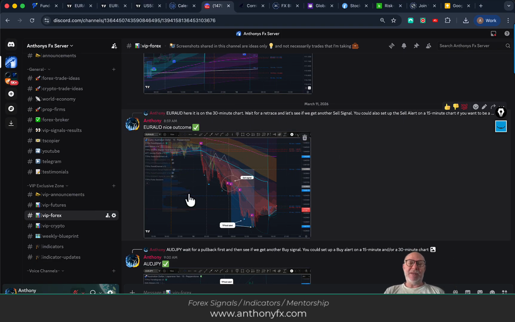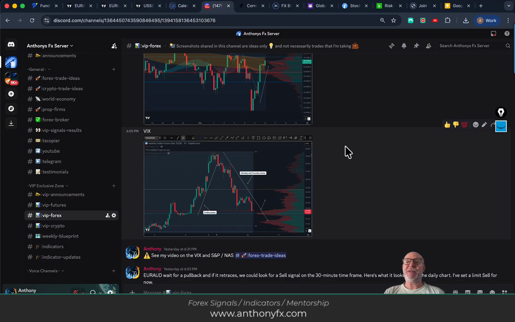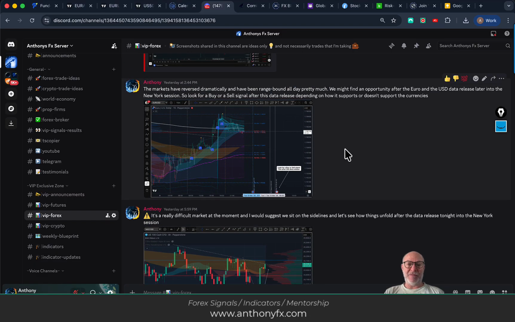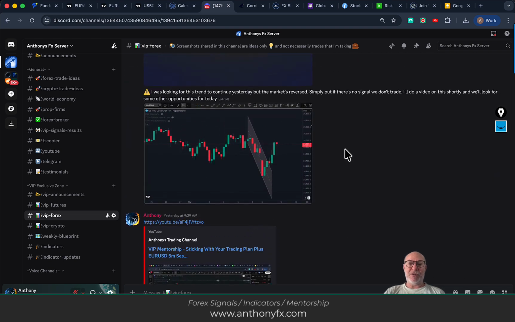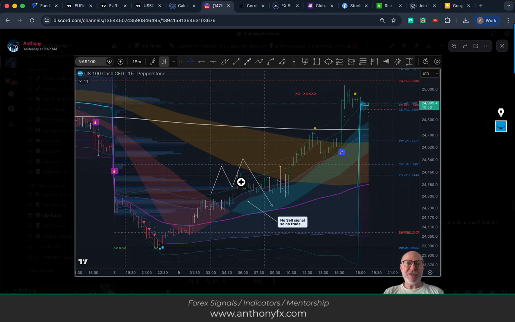This is incredibly successful. Worst case scenario, look, I think we've had 3 stop losses in the whole history of this. Because what will happen is, I'll just scroll up and show you. Yeah, this is an example. So NAS 100 set a bearish alert, 15 minutes time frame. No bearish alert, no trade. It's so easy to follow.